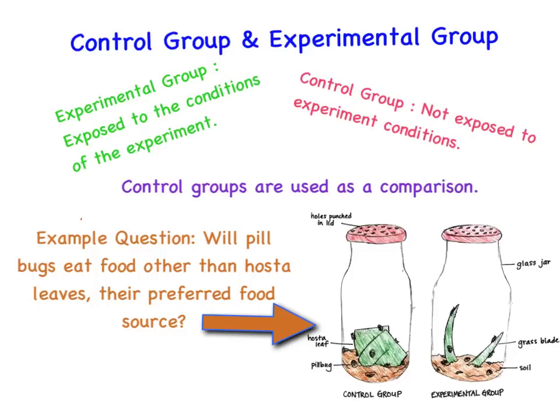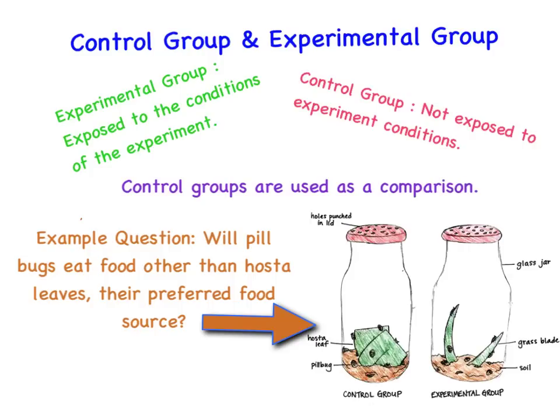So the importance of control groups is that they're used as a comparison. So the researcher, a scientist, or you doing an experiment in class, you can compare your experimental group to your control group to see if there was a difference. And that'll help you form a conclusion and figure out your results from your experiment. So let's look at this example question.